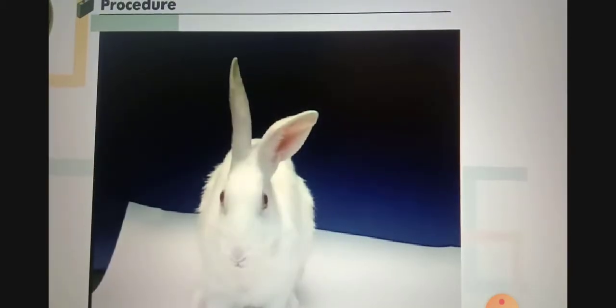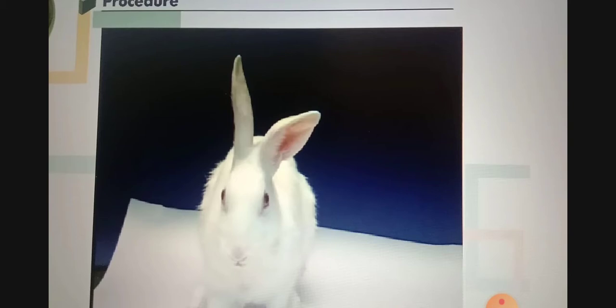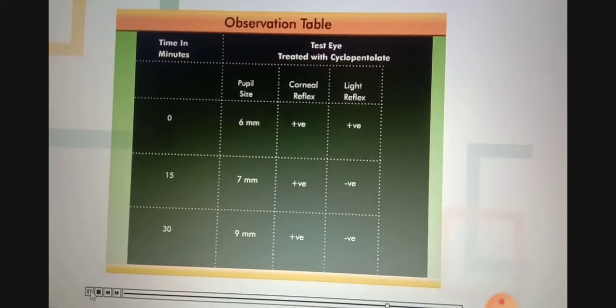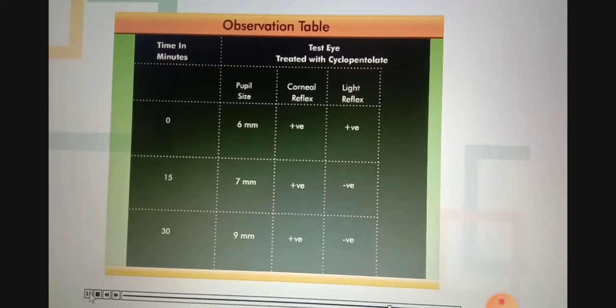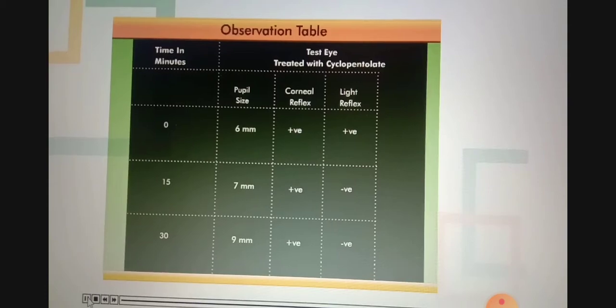For studying mydriatic effect, use the same animal after allowing a time gap of 24 hours to wear off the effect of earlier drug used. Instill 2 to 3 drops of cyclopentolate solution in the test eye. Apply slight pressure with finger on the medial canthus to avoid nasolacrimal drainage of the drug. Measure the pupil size in both the eyes at an interval of 15 minutes up to 1 hour.